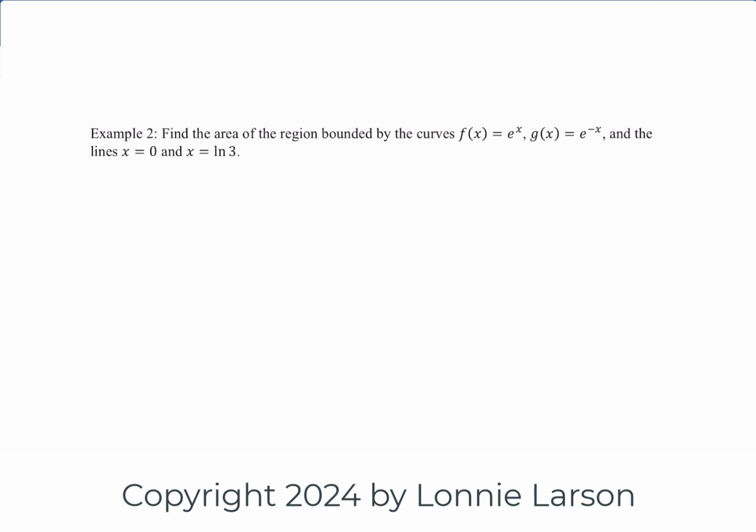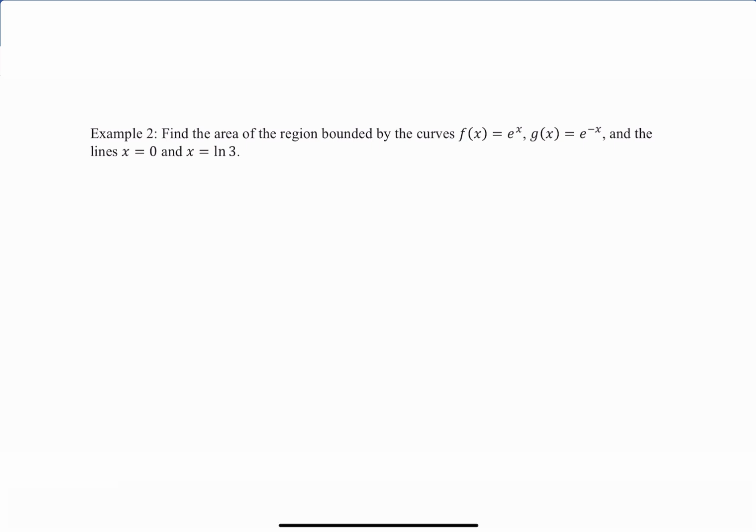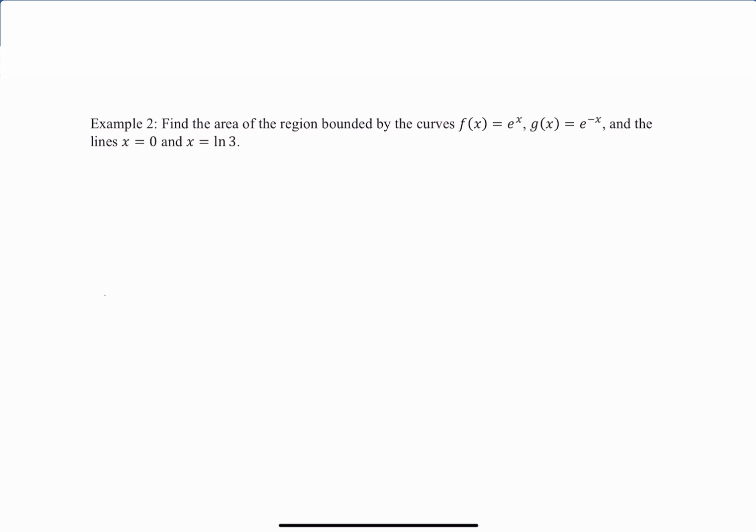Now let's find the area of the region bounded by the curves f of x equals e to the x and g of x equals e to the minus x, and the lines x equals 0 and x equals ln of 3. As always, we need the graph so that we know which curve is on top.